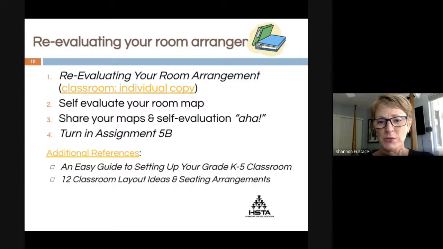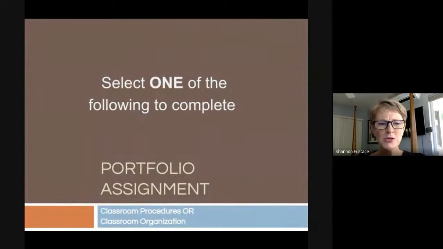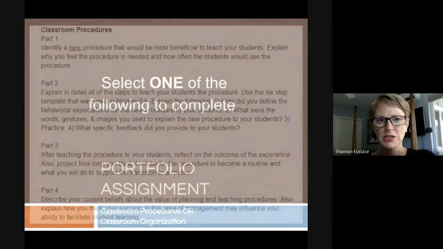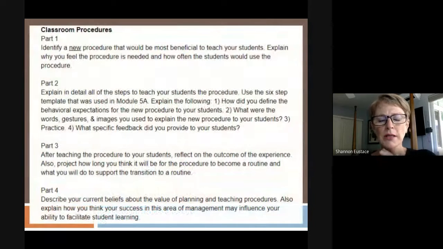If there were no questions about reevaluating your room arrangement, I will go on to the portfolio requirement for Module 5. Module 5 had two components: 5A, which was procedures, and 5B, which was your classroom organization. This portfolio requirement allows you the option to choose. You are going to select one of the following.